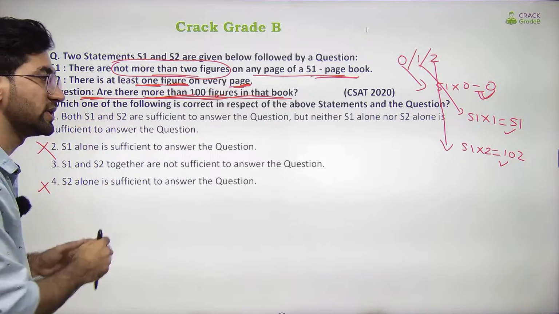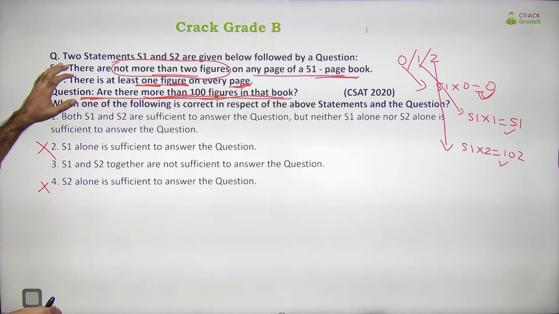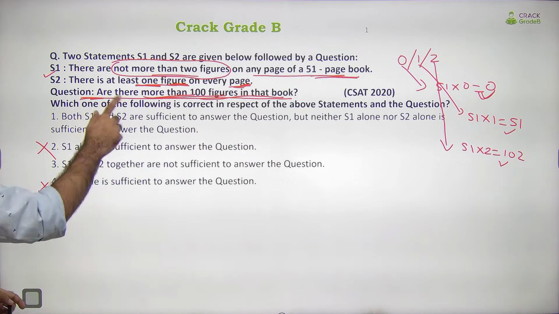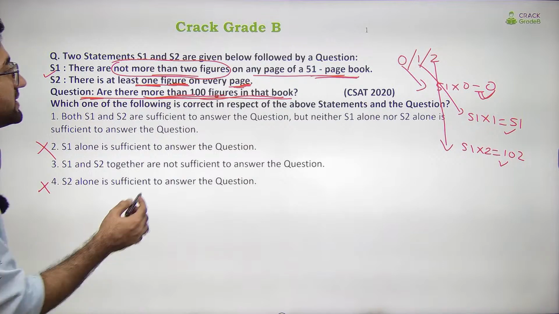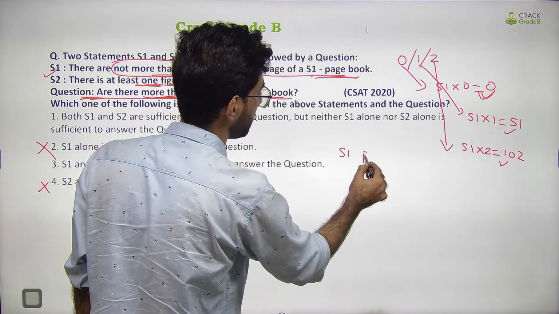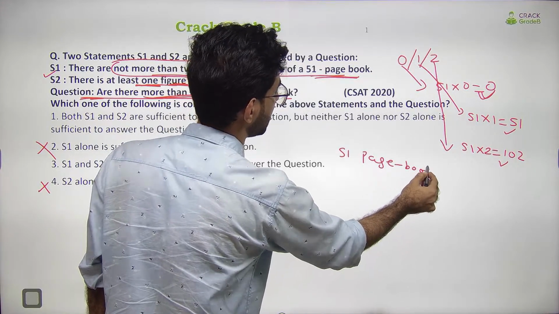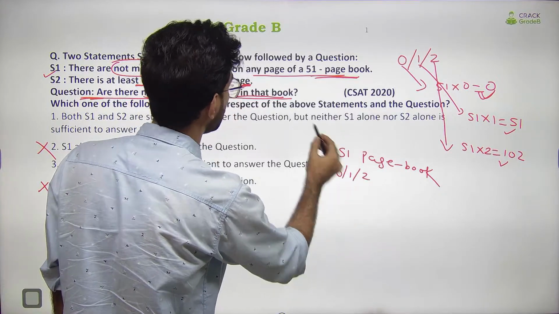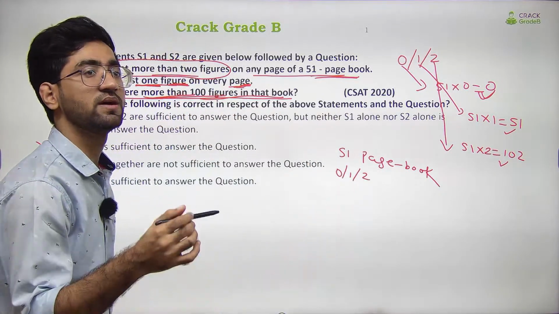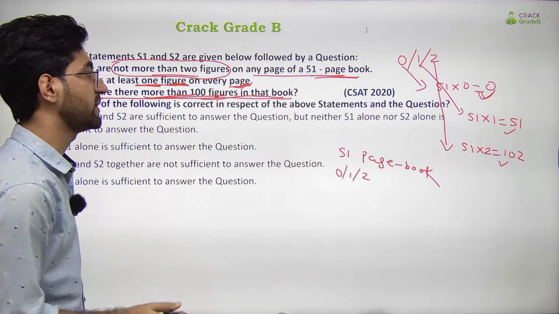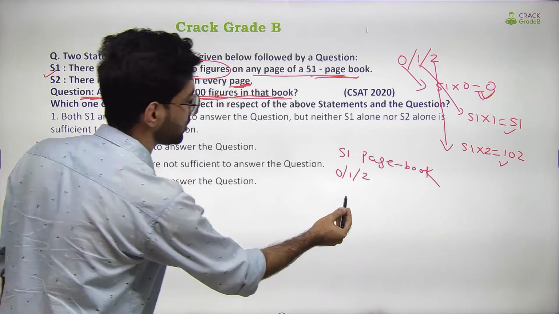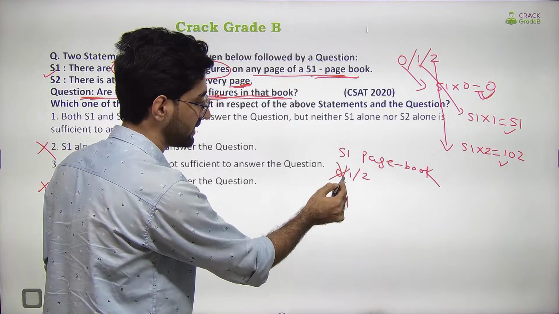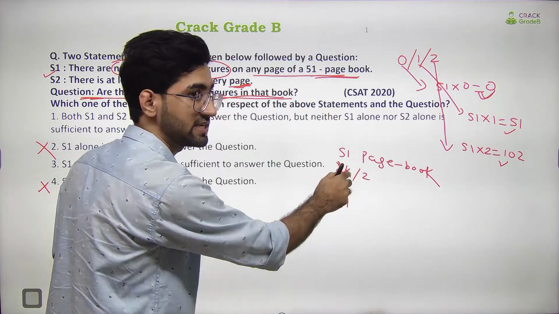Now if you combine both statements, right, you have checked whether we can answer this question by using statement 1 alone or statement 2 alone. So let us combine both statements. If you combine both statements, you will find that there is a 51 page book. Statement 1 says that each page can have not more than 2 figures, so each page can have 0, 1 or 2 figures. And statement 2 says that there is at least 1 figure on every page. So obviously you will eliminate the chance that a page can have 0 figures.